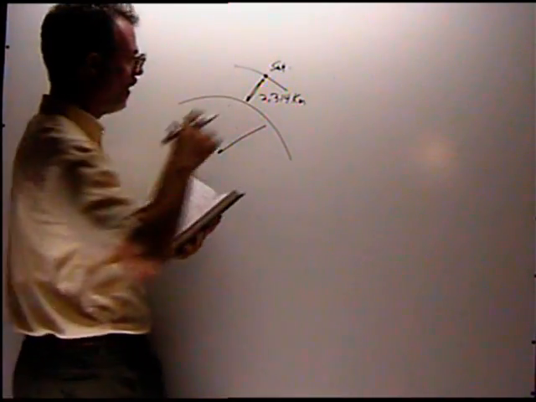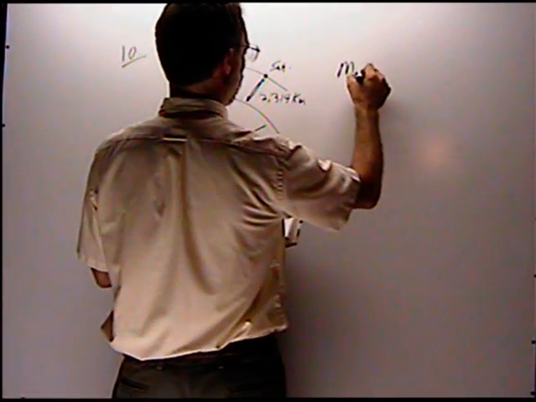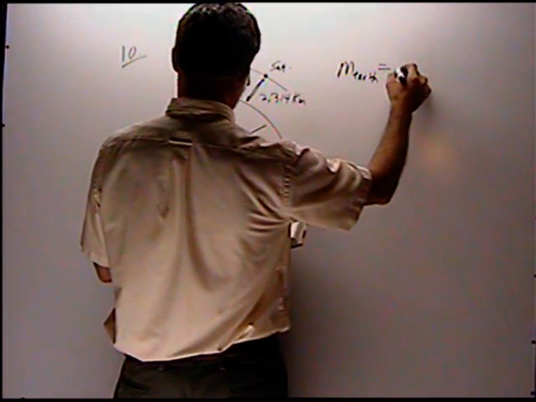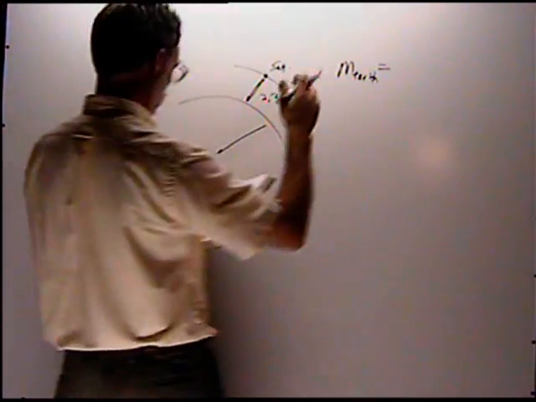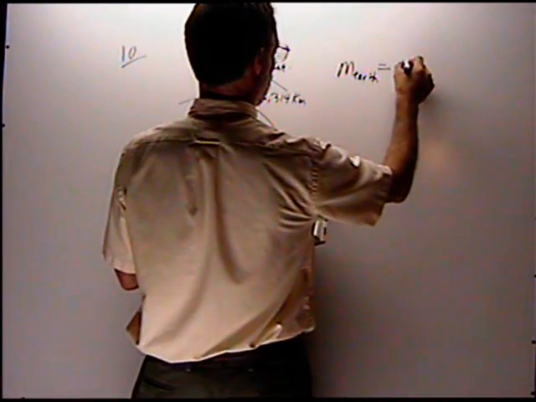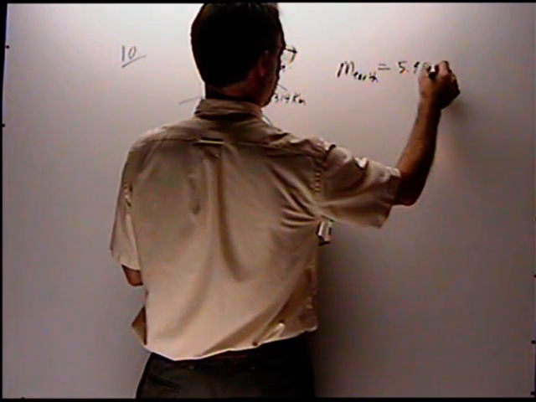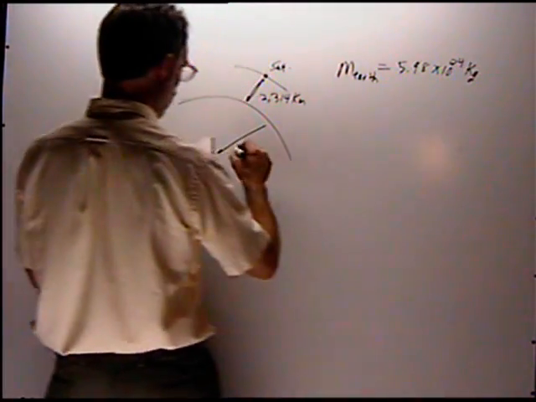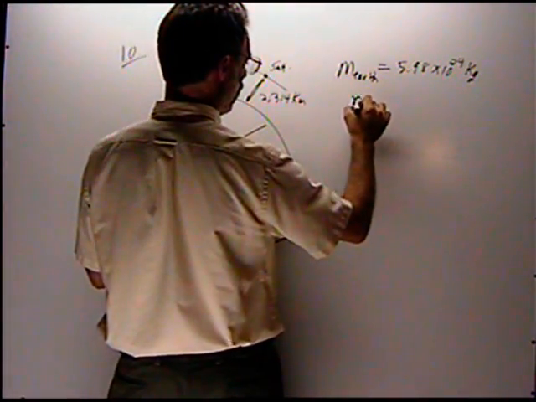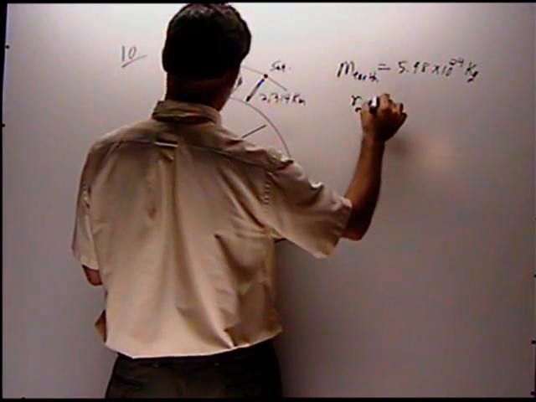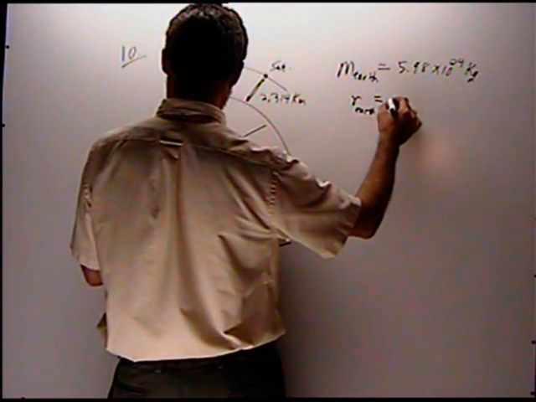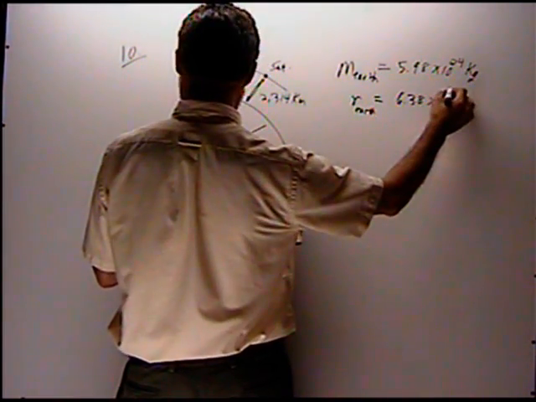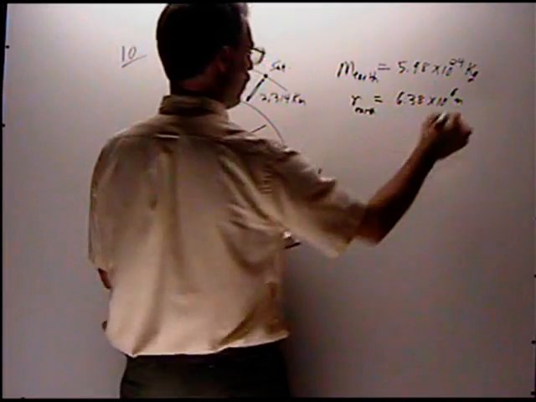And it gives the mass of the Earth, 5.98 times 10 to the 24th kilograms, and it gives the mean radius of the Earth, which we'll need, of 6.38 times 10 to the 6 meters.